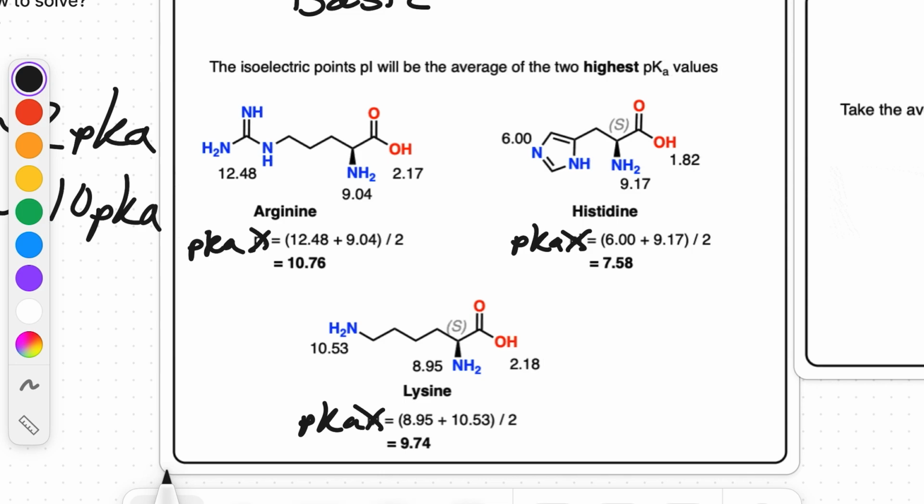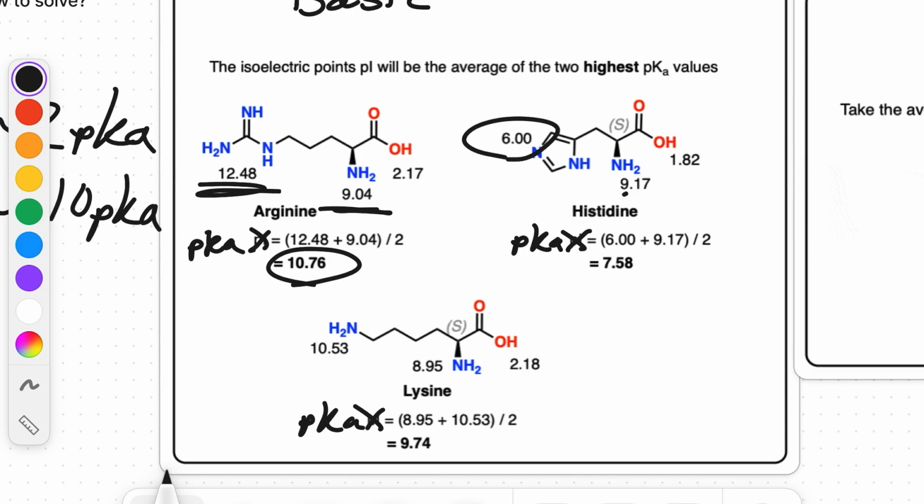Okay, so like I said, we're averaging the side chains for basic molecules. For basic amino acids in this case, we're taking the highest pKa's, the most basic pKa's. So it's going to be the pKa of the side chain and the pKa of the amine group on the backbone. We're literally just averaging them. So 12 plus 9 approximately divided by 2, and now the pKa of the entire amino acid is 10.